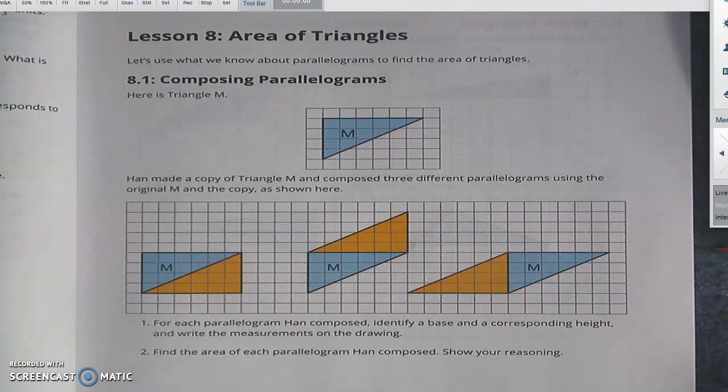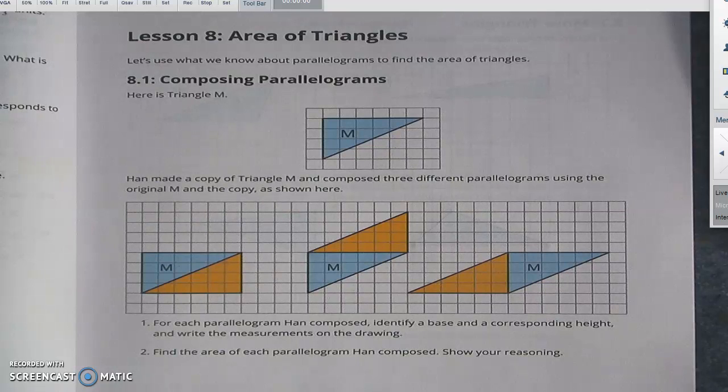So, when I ask you to pause the video and do something, I'm going to expect that you actually pause it and try it on your own or with your shoulder partner for a minute before coming back to the video. Okay, so 8.1, composing parallelograms.